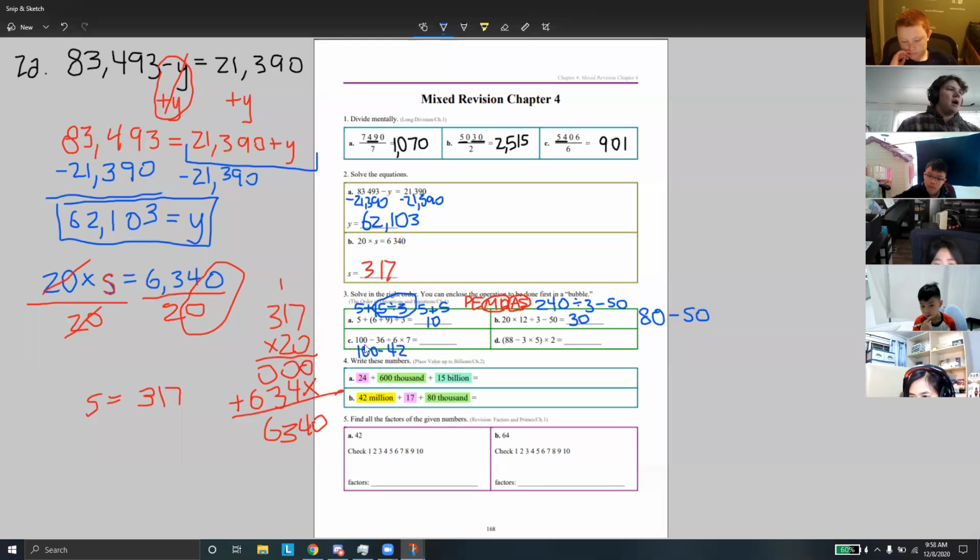And then, no parenthesis, no exponent, no multiply or divide. Can we add or subtract? Yes, 100 minus 42, that's going to be 58. You guys getting these right? Give me a thumbs up if you're getting them right.